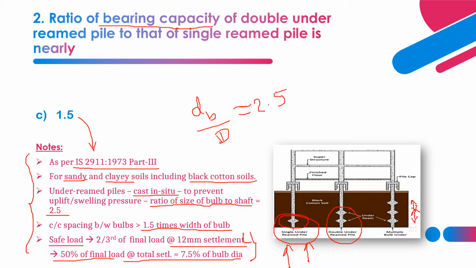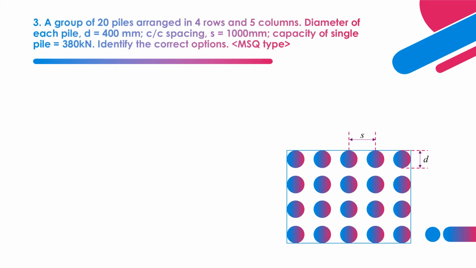Now let's move on to the third question. The third question is a numerical plus an MSQ type. MSQ means more than one option is correct. They have given some data: a group of 20 piles arranged in 4 rows. You can refer to this diagram. Four rows and 5 columns of piles are arranged as a group. The diameter of each pile is d equal to 400 mm. Center to center spacing is 1000 mm. Capacity of a single pile is given as 380 kilonewton.